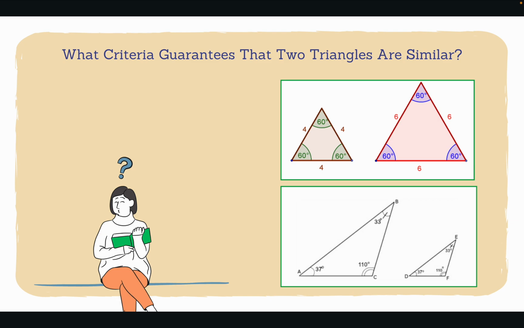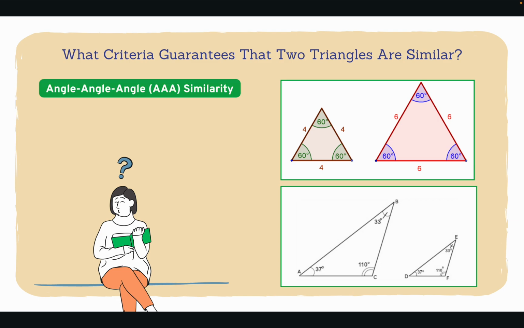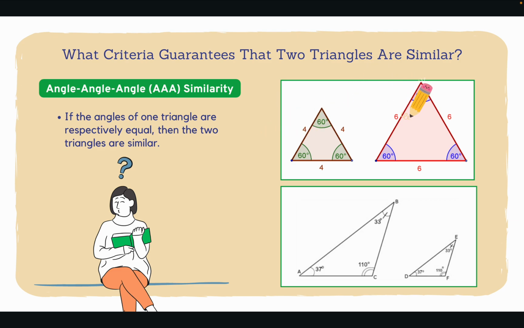Well, what criteria guarantees that two triangles are similar? Sometimes you can't always just trust your eye. One of the first theorems is the angle, or AAA, to check for similarity. If the angles of one triangle are respectively equal or equivalent, then the two triangles are similar. Check out these angles. They are equal in both of the triangles. Therefore, they are similar.